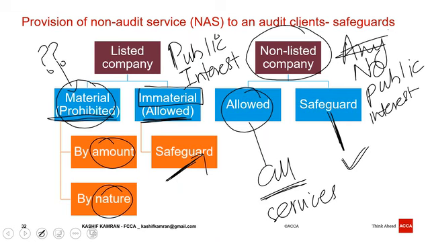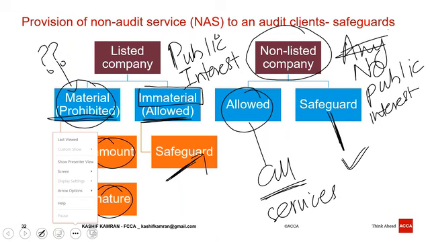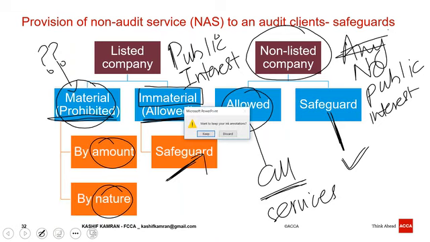If the examiner is not specifying, then when the question is silent, it is better to assume it is a non-listed company. But when the examiner specifies it is a listed company, then obviously it's a listed company. And then you need to assure that the service being offered, is that material, is that immaterial? And how would you judge that? I'll come down to that with the proper equation, material by amount, material by nature. Okay, let's do an exercise on that.